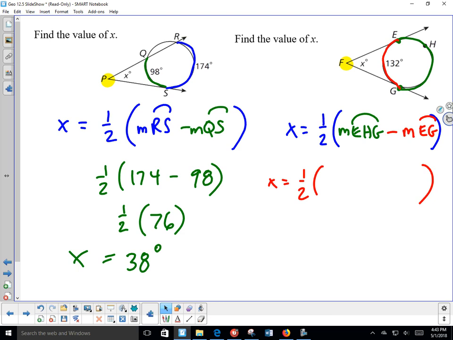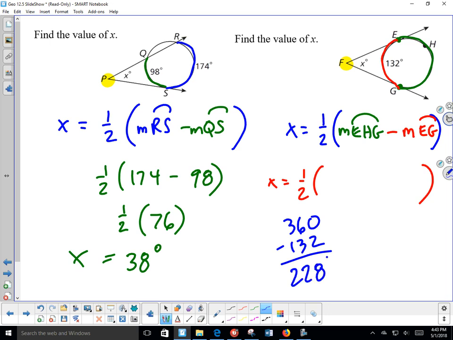Well, I noticed that this arc here and this arc here form the whole circle. So together, they form 360 degrees. So I can do 360 minus 132 to get that angle. And on my calculator, I'm getting 228 degrees. So that's this angle here, 228 degrees.